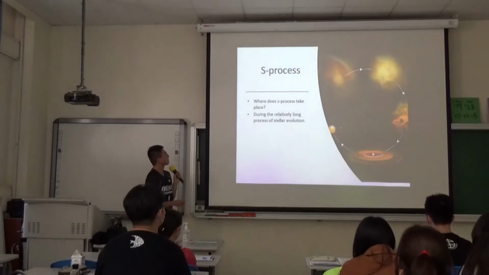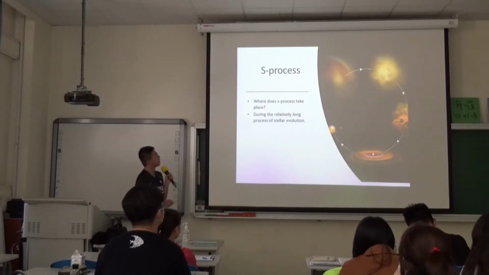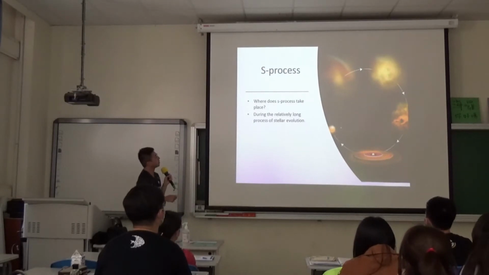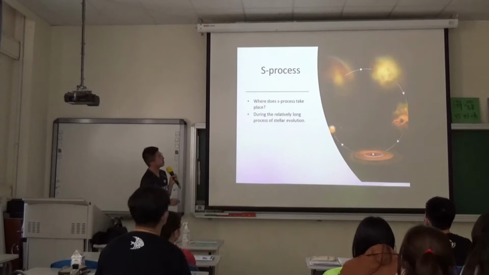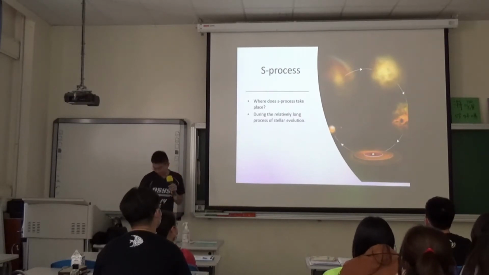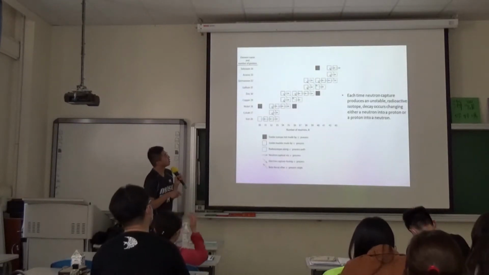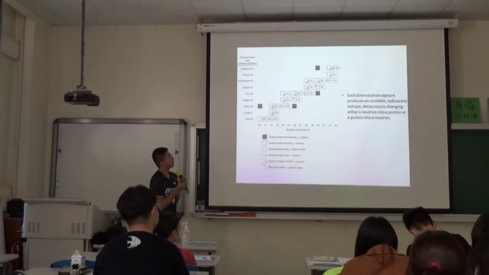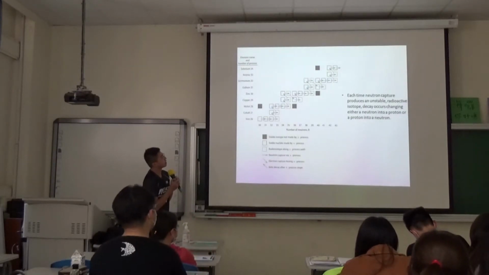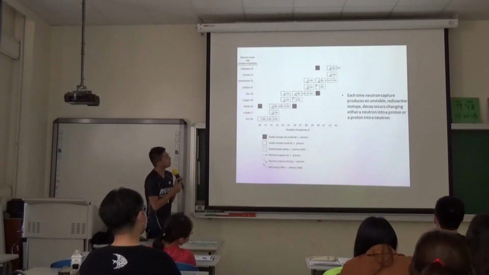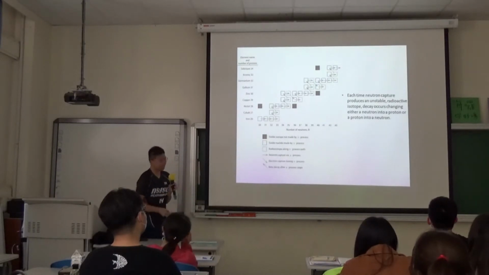And let's talk about the s process. Where does the s process take place? Just during the relatively long process of stellar evolution. So all stellar evolution will have the s process. Each time a neutron is captured, an unstable radioactive isotope is produced, and decays occur, changing either a neutron into a proton or a proton into a neutron.